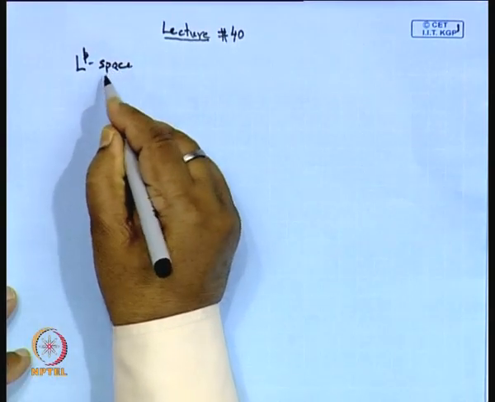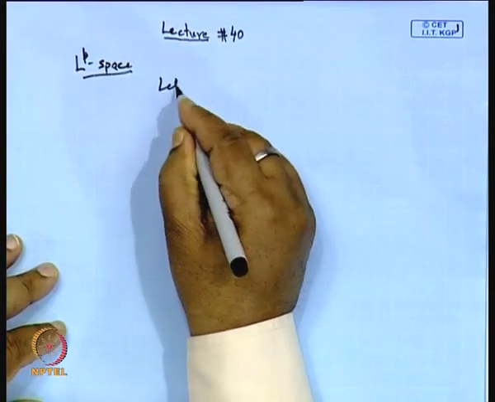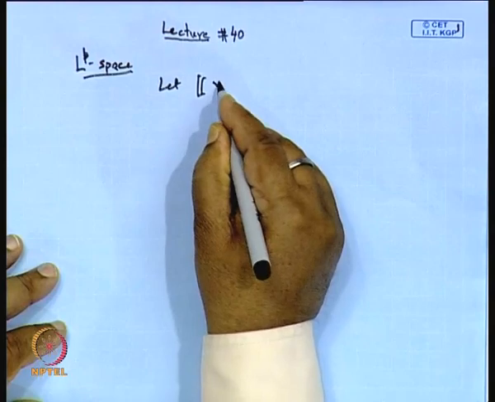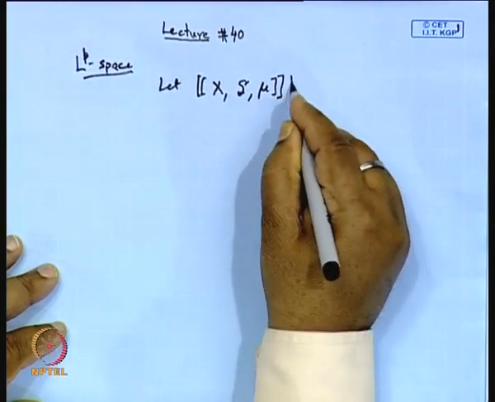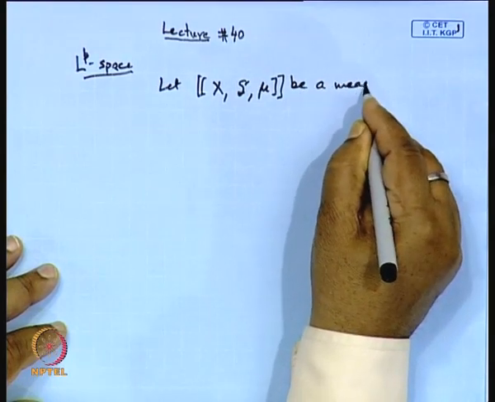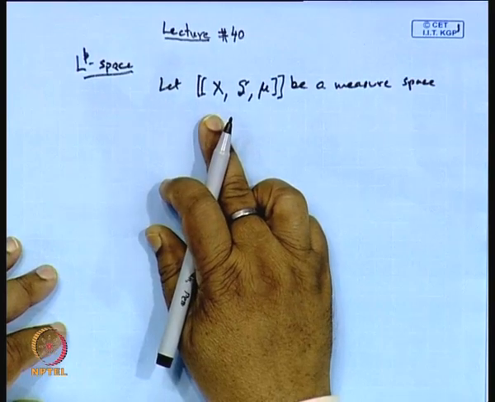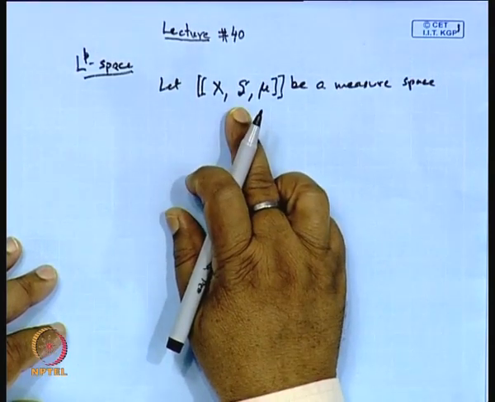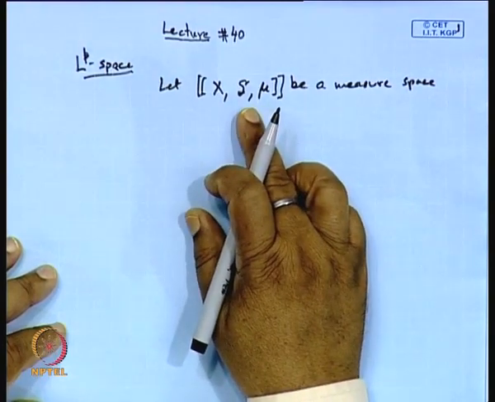Okay. So, we have discussed the LP space. We have defined the LP space as follows. Let (X, S, mu) be a measure space, where X is a non-empty set of elements, capital S is a sigma algebra of subsets of X, and mu is a measure on it.